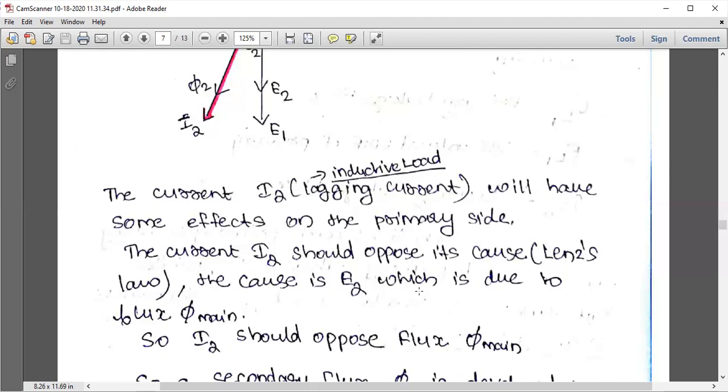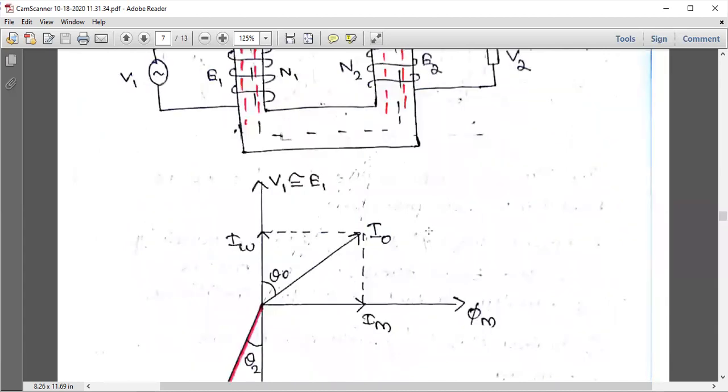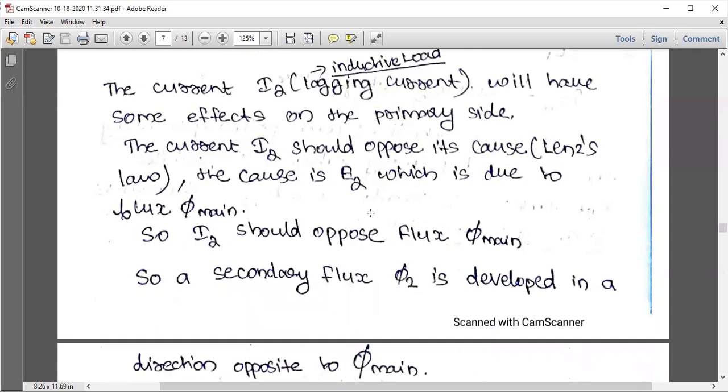So the cause is obviously the induced EMF E2, which is due to the flux phi main, not phi 2. When this flux reaches this area, a current carrying conductor is kept in a magnetic field, so current I2 will be there, and an EMF E2 is formed, right? So that current I2 should oppose the cause, that is E2. So eventually the current I2 is due to the main flux only.